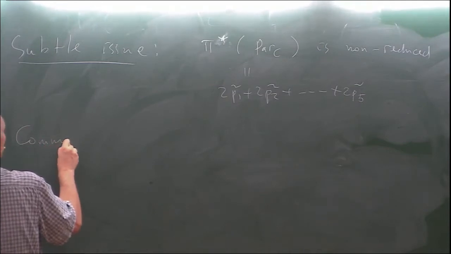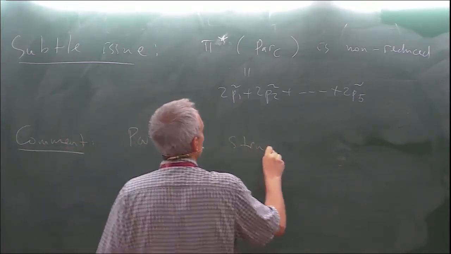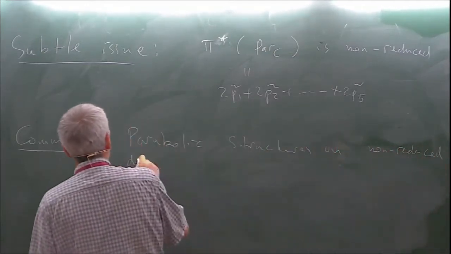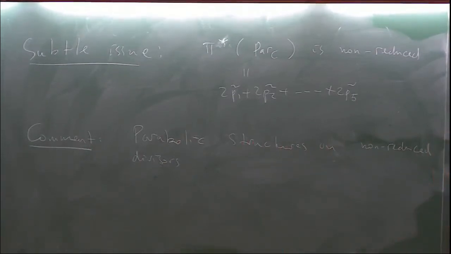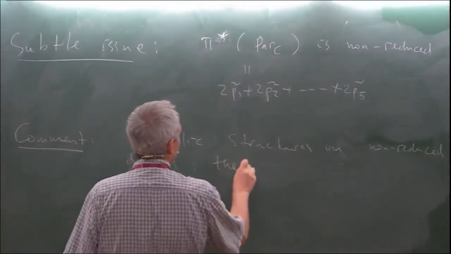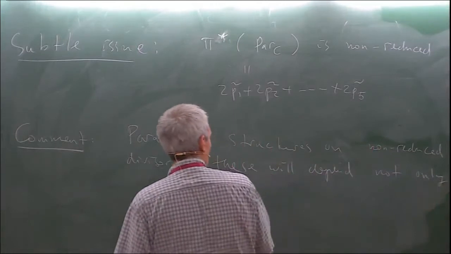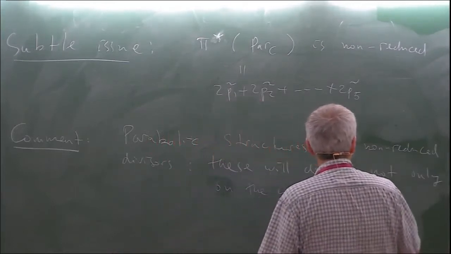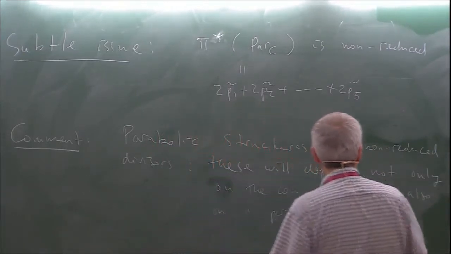And maybe I'll make this as a comment. Parabolic structures on non-reduced divisors. And you get many more than the naive ones that you can get, because you can take the multiplicity of the divisor and partition it any way you want. And so this will depend not only on the components, but also on a partition of the multiplicities of each component.